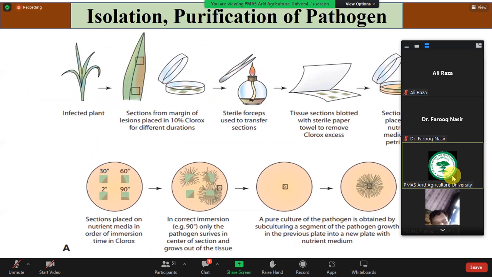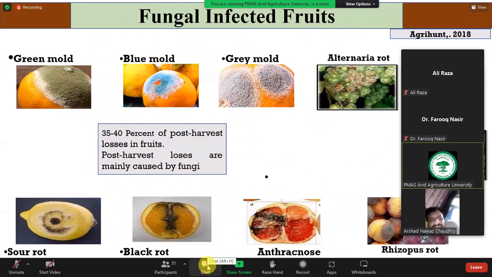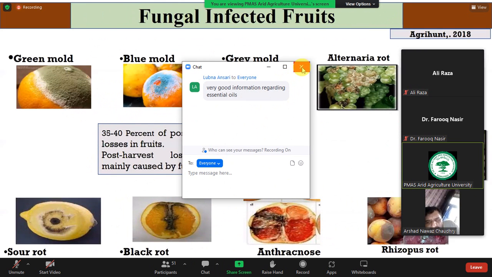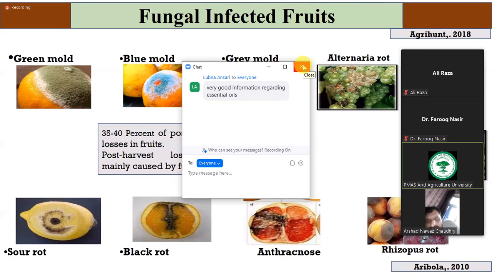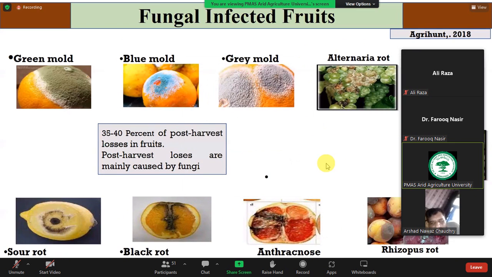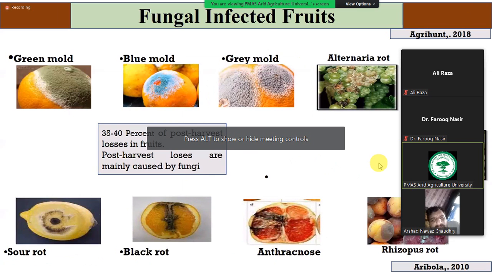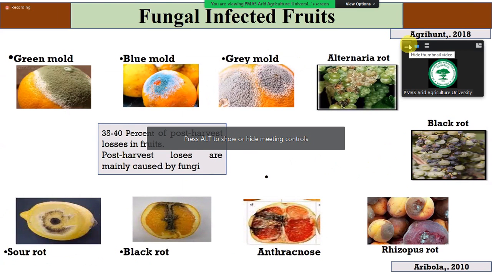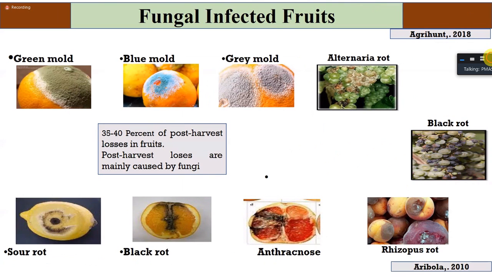If there is a green mold, blue mold, gray mold or Alternaria mold, the first step is the isolation of the pathogen. If this is a condition of citrus fruit, you can see the velvety, greenish-whitish growth there.